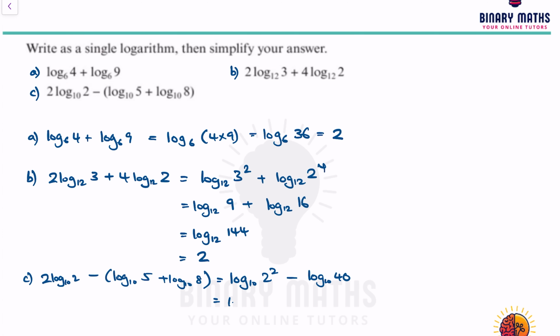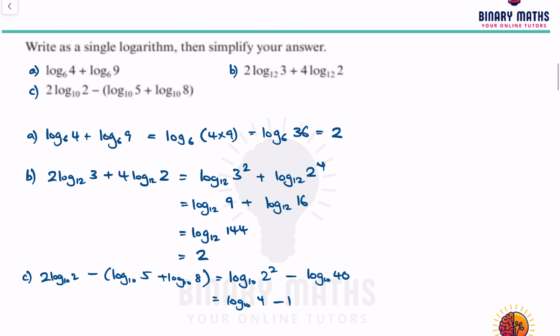Now I've got log base 10 of 2 squared, which is 4, take away log base 10 of 40. Because it's subtracting and the bases are the same, it's the same thing as log base 10 of 4 divided by 40, which is log base 10 of 1 over 10. Now 10 to the power of something gives me 1 over 10. 10 to the power of minus 1 is equal to 1 over 10, so it's going to be minus 1.